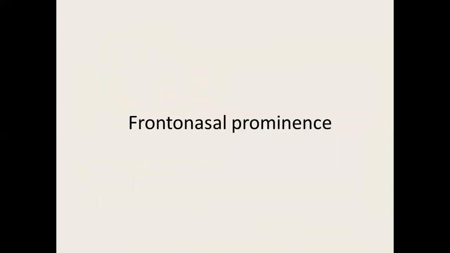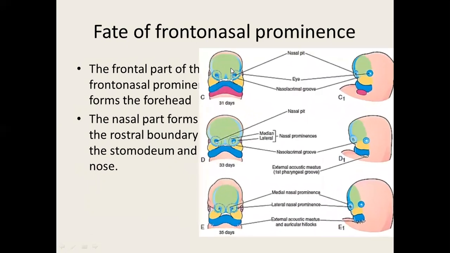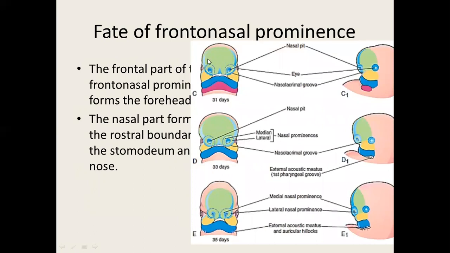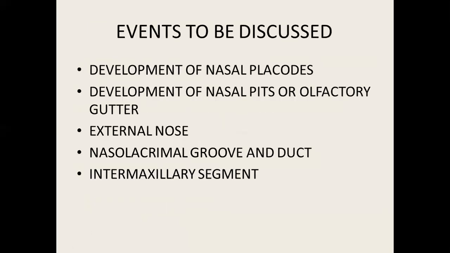Now the frontonasal prominence. This green one is the frontonasal prominence. It has a frontal part which will form the forehead of the face, and a nasal part which will form the rostral boundary of the stomodeum and the nose. So what is the fate of the nasal prominence?